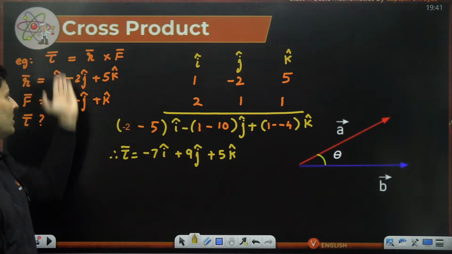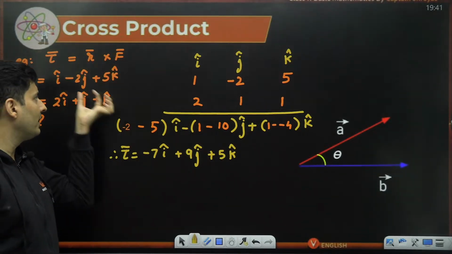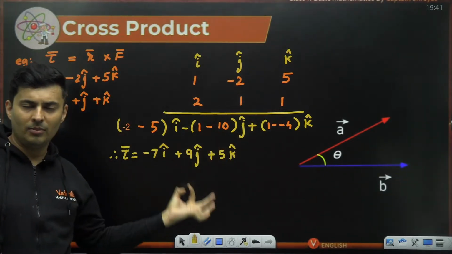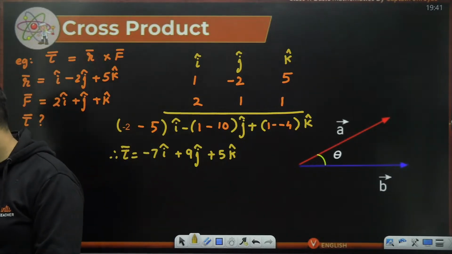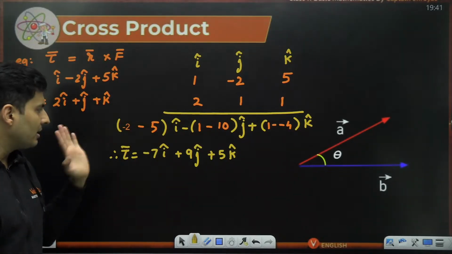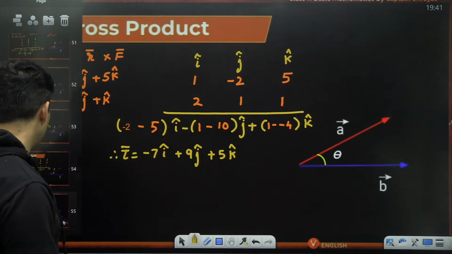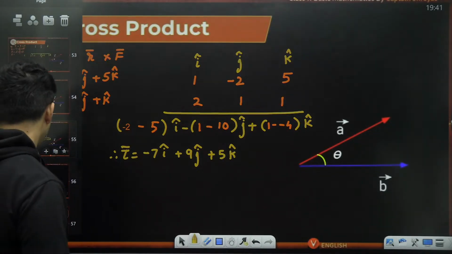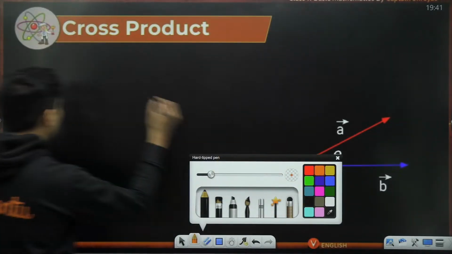So if you know whose multiplication it is and you know the individual vectors, using this determinant method you can easily get the answer. Everyone? Just see if you are getting this. Solve more questions, you will 100% get a hang of it. Next question coming up on your screen.